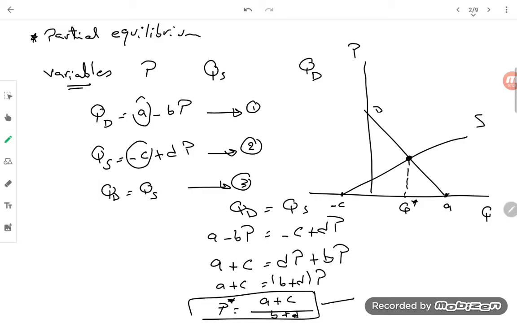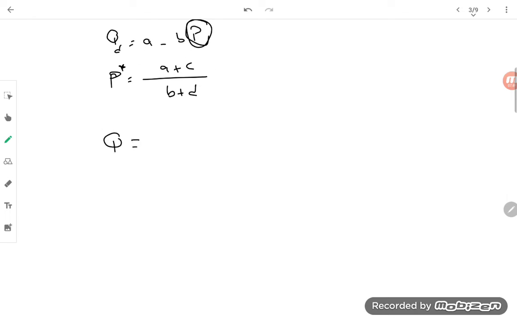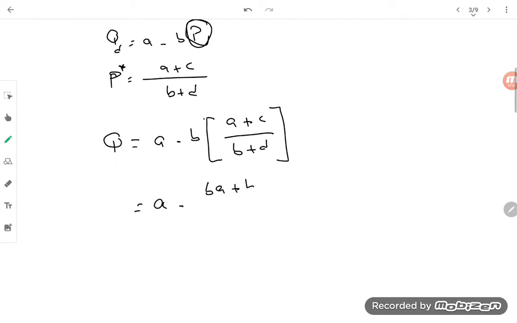Now we are going to substitute using equation number 4 in 1 or 2 in order to find the equilibrium quantity. Equation number 1, QD equals A minus BP. Equation number 4, P equals A plus C divided by B plus D. So we are going to substitute instead of P using its equation. So Q will be A minus B multiplied by A plus C divided by B plus D. So it will be A minus BA plus BC divided by B plus D.